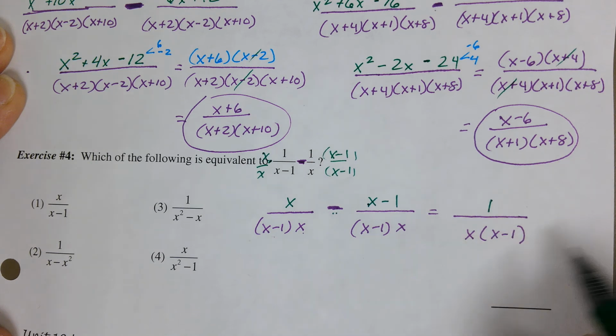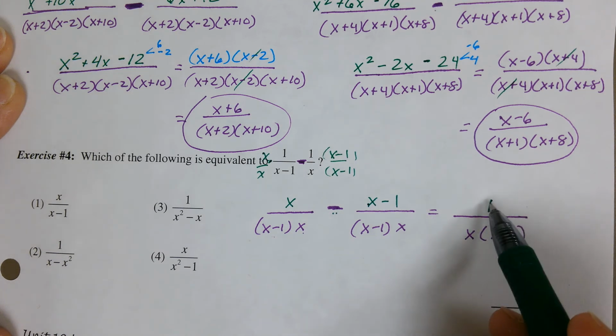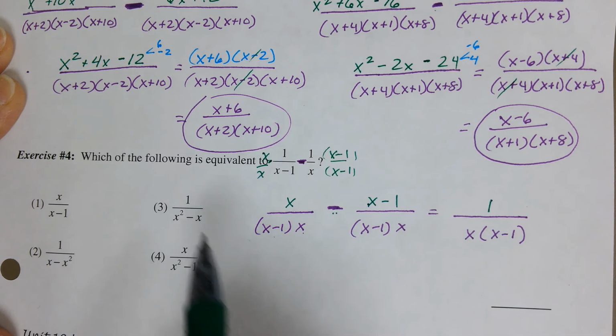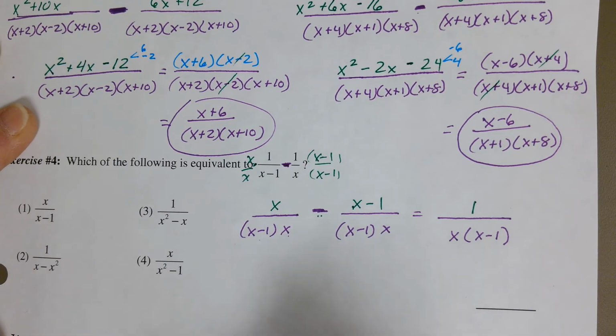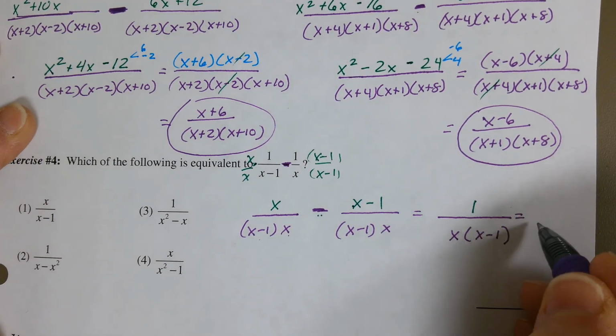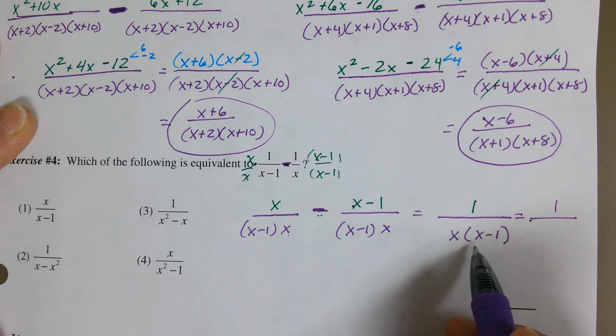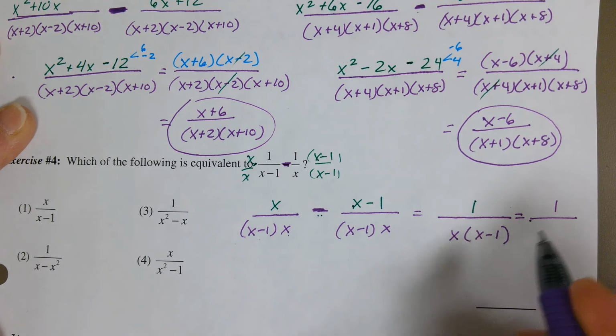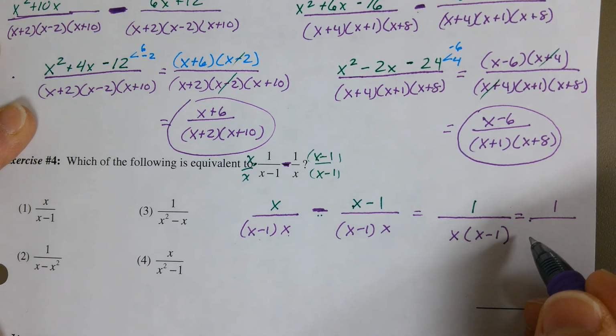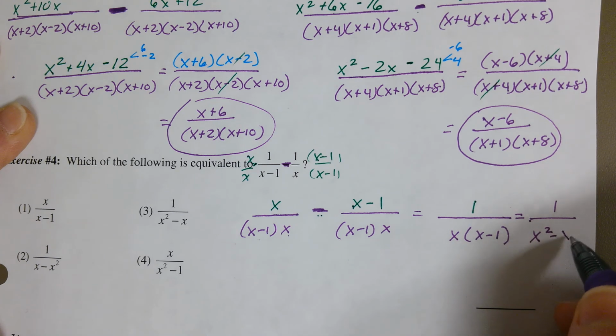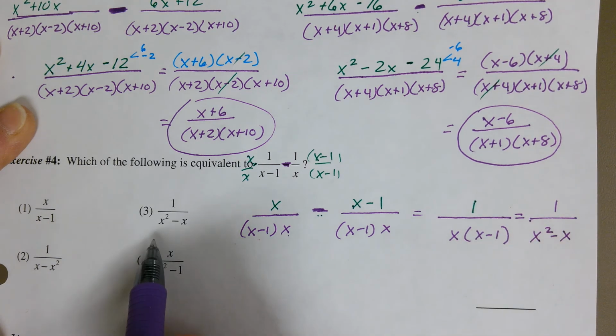Okay, so this cannot be simplified. This is our answer, but I don't see it here because what they've done is, for the choices, they've multiplied the x times x minus 1 to get x squared minus x. Choice 3.